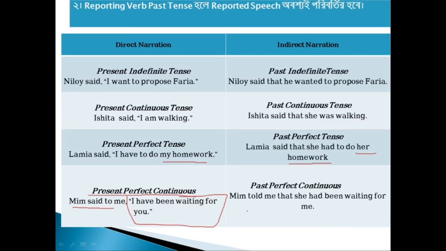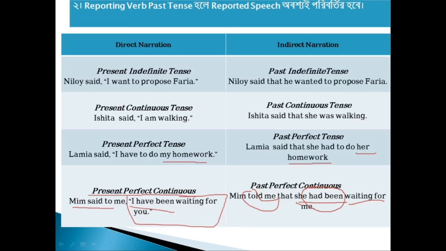So it would be Mim told me. Now, said to me, you have to remember that if anywhere you see said to, of course you will use told in indirect speech. So Mim told me that she had been waiting. Here it was I have been waiting. It is transformed into she had been waiting. So she had been waiting for me.